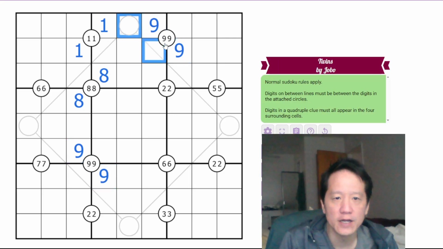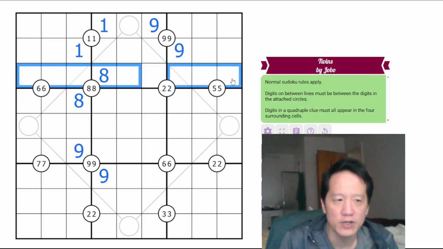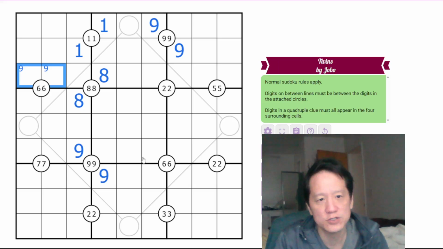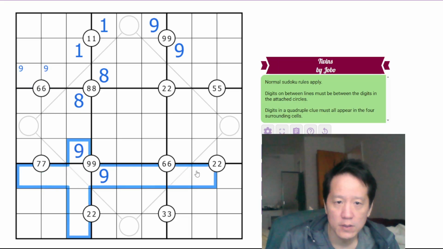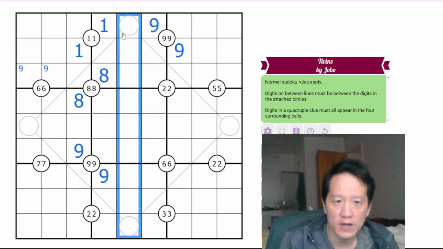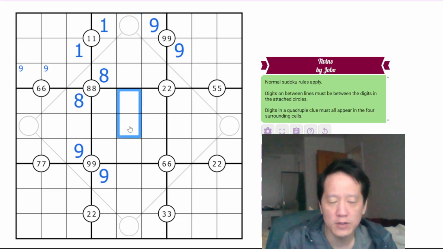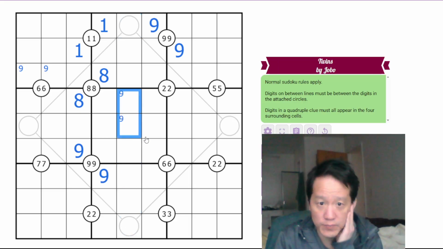Where is the 9 in this box here? Or actually row 3, that's probably easier. It cannot be here, cannot be here, cannot be here, so it must be one of these two digits. Where's the 9 in column 5? Can't be here, can't be here, it can't be here, so it must be one of these two.